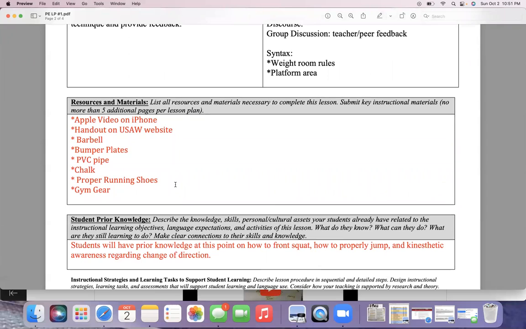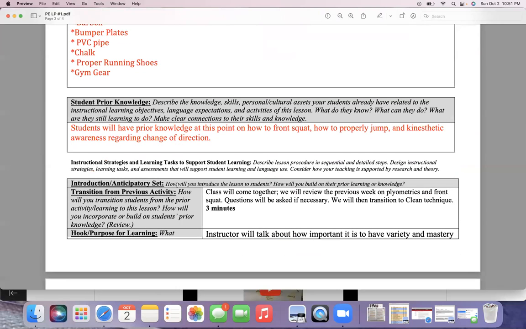Next is resources and materials, which is pretty self-explanatory, just all the things that they'll need. Here he has an iPhone so that they're able to film themselves, barbell, all the materials they need to learn the Olympic lifting. The next section is student prior knowledge. So what do students need to know already? What have they learned that has them prepared for this lesson?